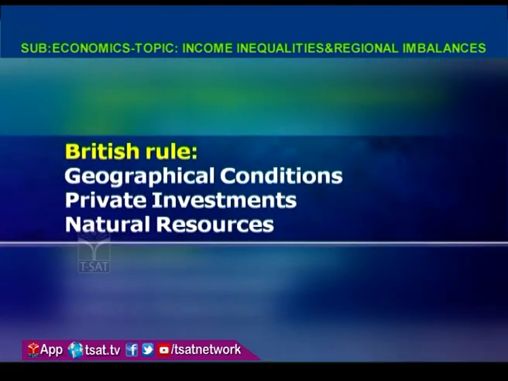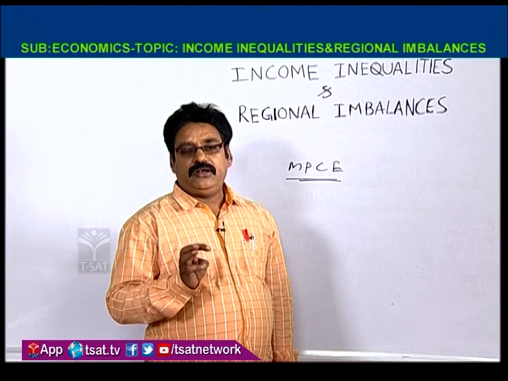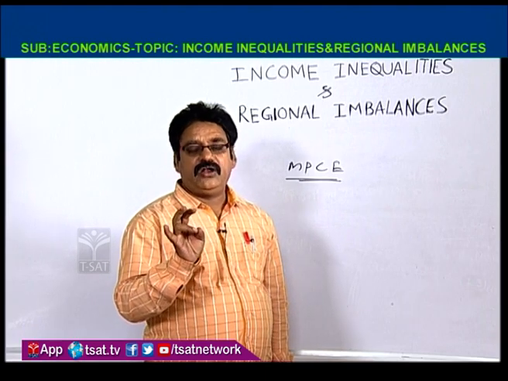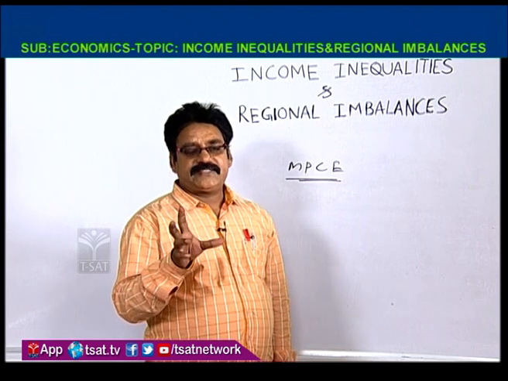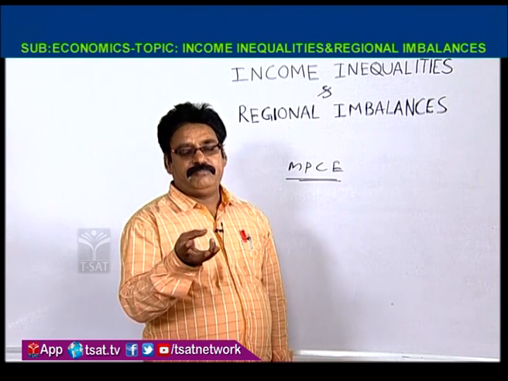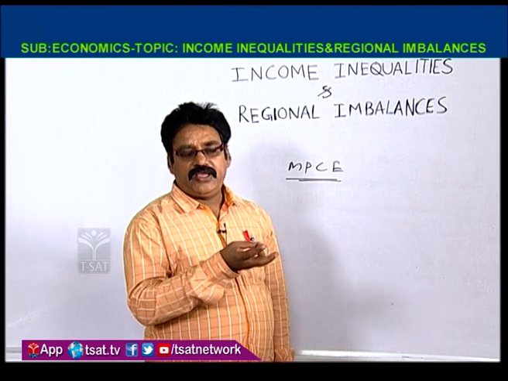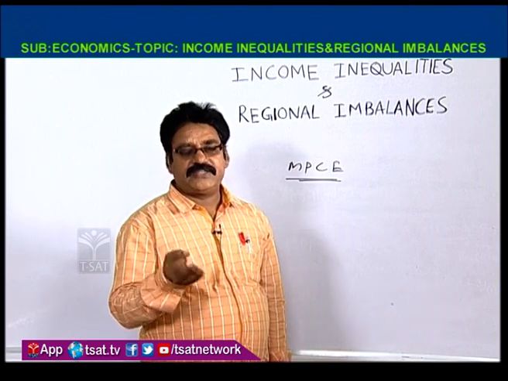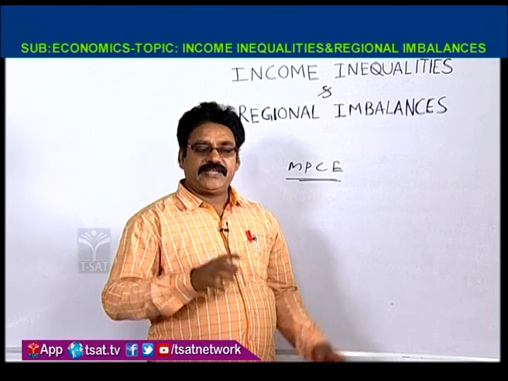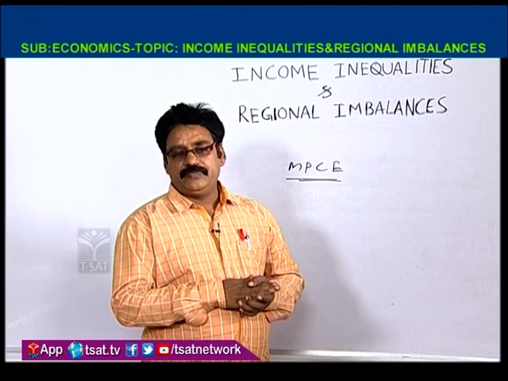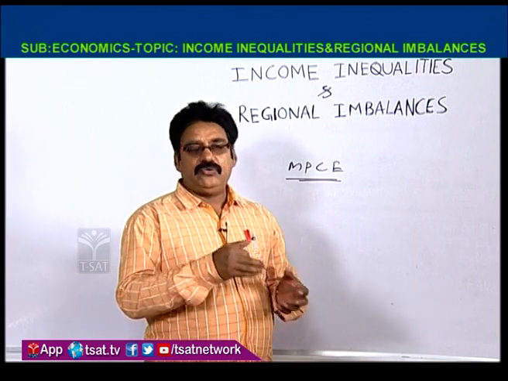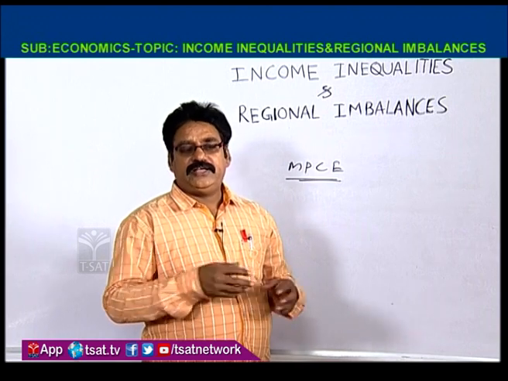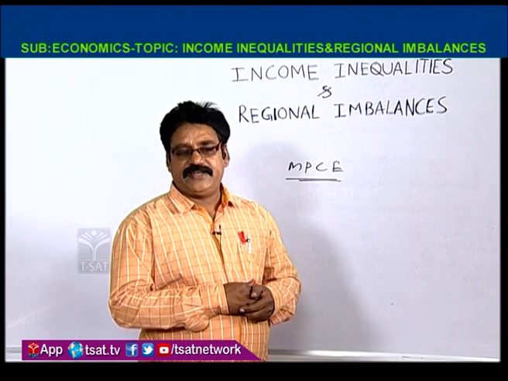First, the cause for regional imbalances is British rule. Under British rule, they concentrated only on some areas. For example, Bengal, Bombay and Madras were the presidency states under the rule of the British. They concentrated on these towns.